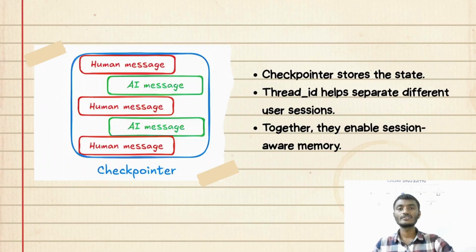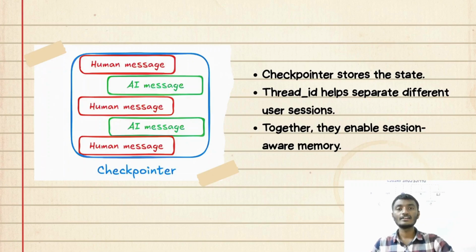Checkpointer helps us save state throughout the session. You can consider state as a message history that allows our application to remember what has happened until now, like AI calls, tool calls, or user inputs. Thread ID helps us distinguish between different sessions.